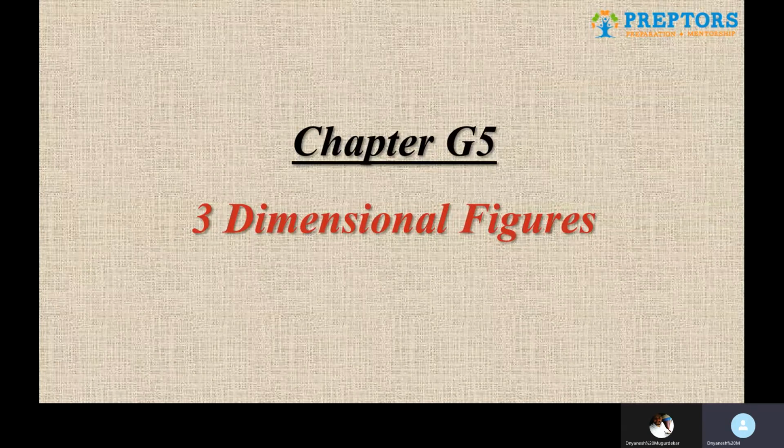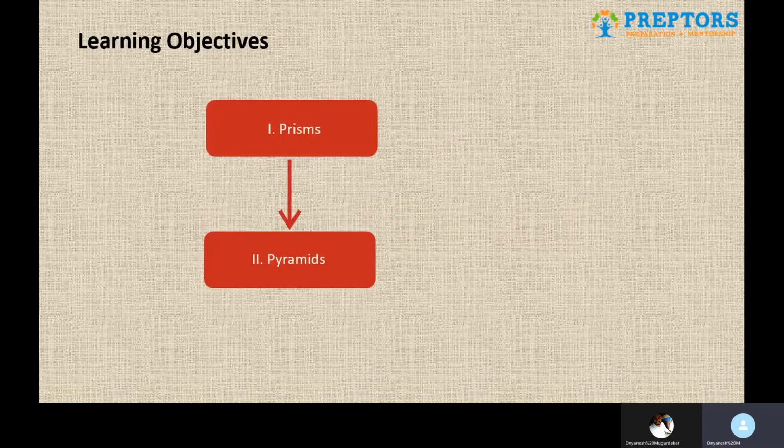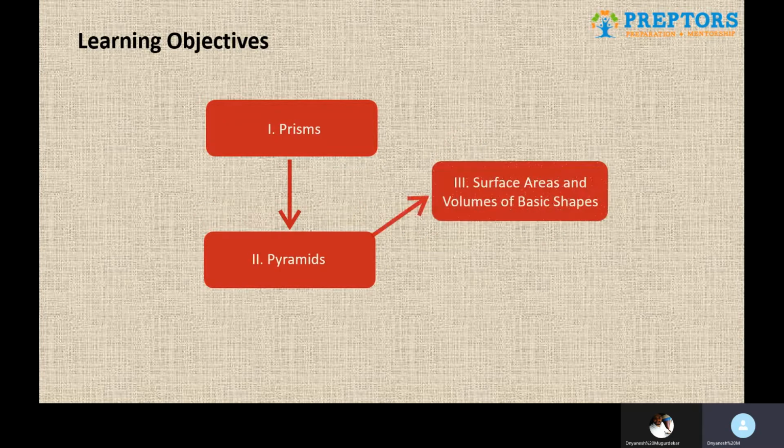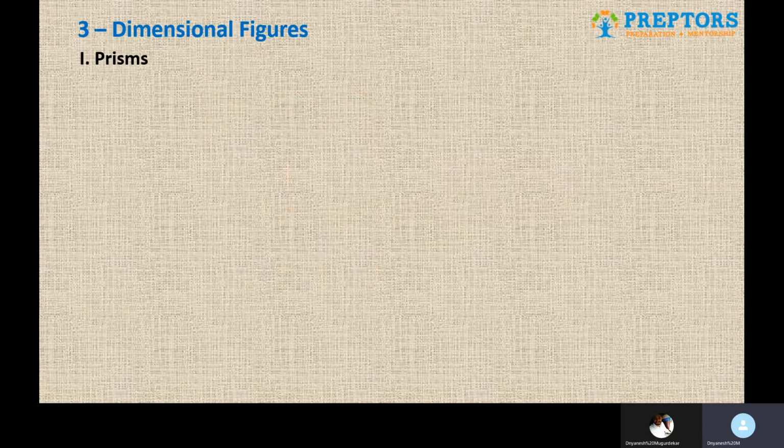Hey guys, so we are doing the next topic from module 3, which is three-dimensional figures. For three-dimensional figures, there are two very important observations in terms of the criteria, which are prism and pyramid. And then we will apply the basic formula to other three-dimensional figures. So let's start with the first one, which is prism.